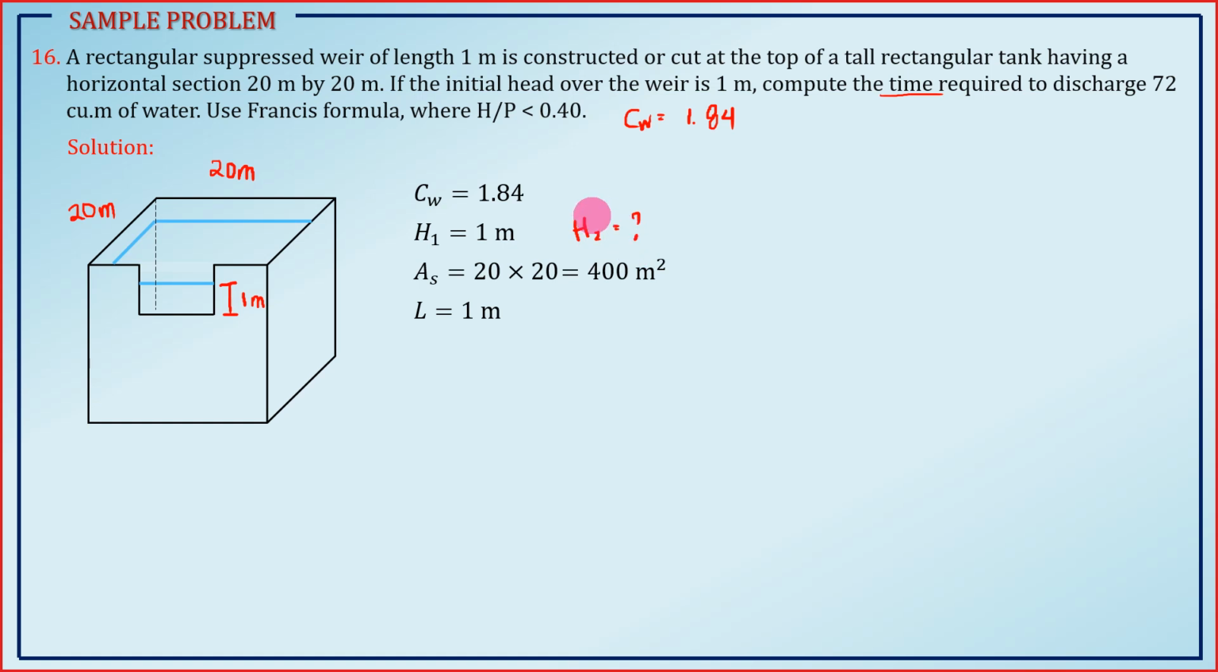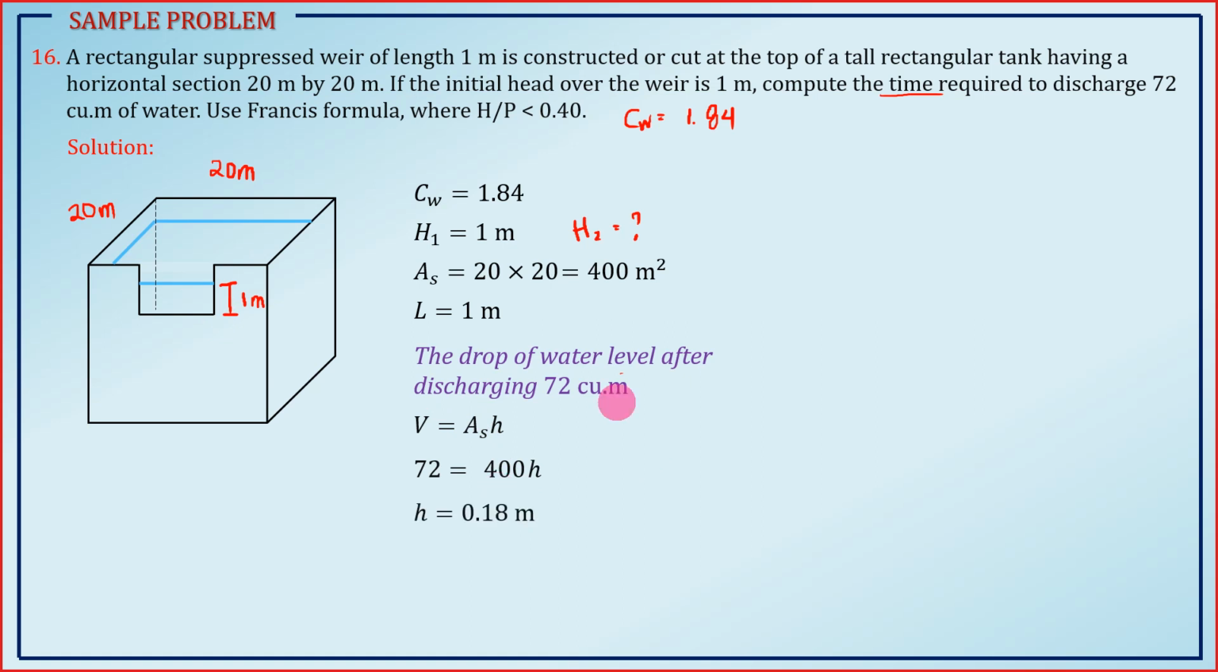Paano natin siya makukuha? Gamitin natin yung drop of water level after discharging 72 cubic meters. So, we can use this equation ng volume relating the cross-sectional area times the height. Diba? Which is V is equal to ASH. So, 72 is the volume withdrawn. Then, AS is yung 400 square meter. Then, H naman, yun yung height na dinrap ng water natin. Yun yung pagbaba sa atin. So, solving for H, that is 0.18 meters.